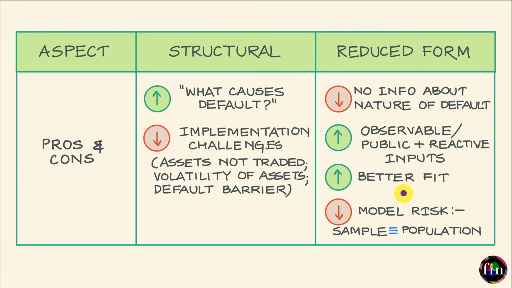Lastly, please note this, that because in essence a reduced form model is a statistical model, it is exposed to this very specific type of model risk wherein your sample may not be representative of the entire population, which means that the data that you've chosen to work with may not be representative of the true environment wherein your reduced form model will eventually be used in. Okay, this video was a quick run through of the differences between these two broad categories of credit risk models: structural models and reduced form models.